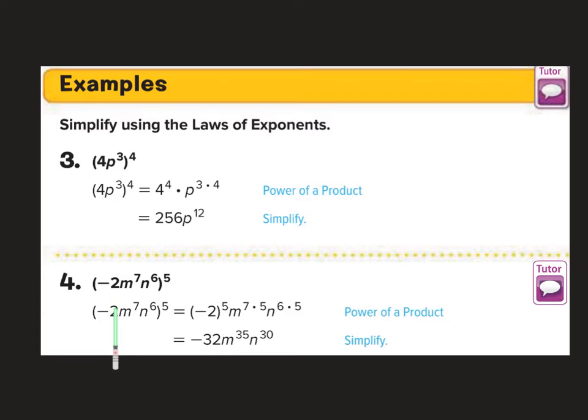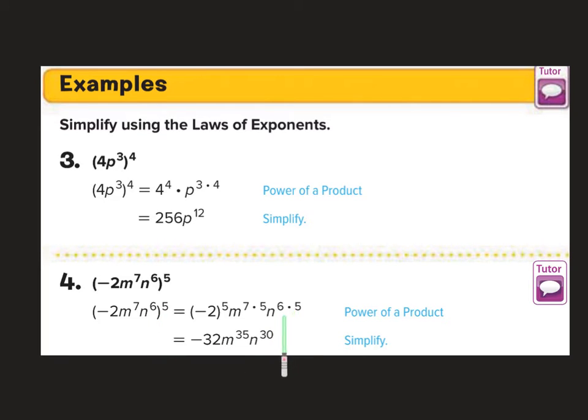Now we've got one more, a little more challenging, but let's give it a shot. We've got negative 2m to the 7th, n to the 6th, to the 5th power. Now again, that may seem a little bit mesmerizing, but we have to separate out our bases. So our first base here is negative 2. So we've got negative 2 to the 5th, so we're taking negative 2 to the exponent value outside the parentheses. Then we've got m to the 7th to the 5th, so m to the 7 times 5. And then we have n to the 6th to the 5th power, which would be n to the 6th times 5.